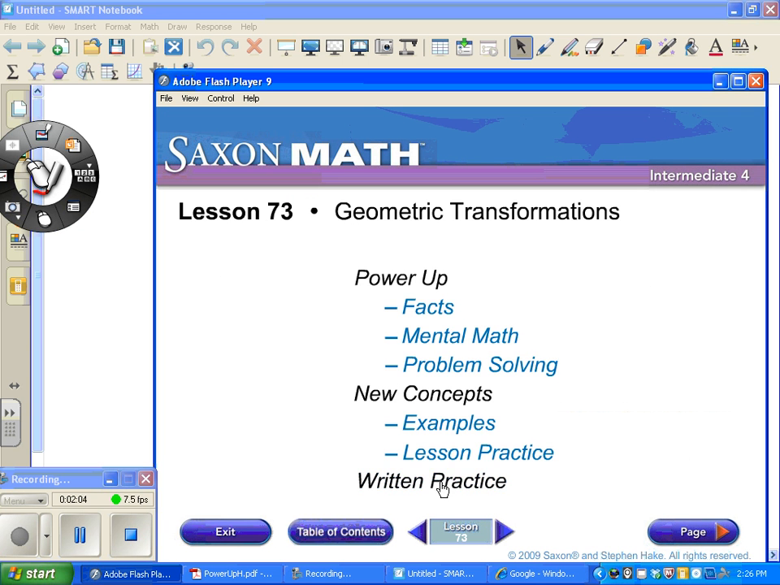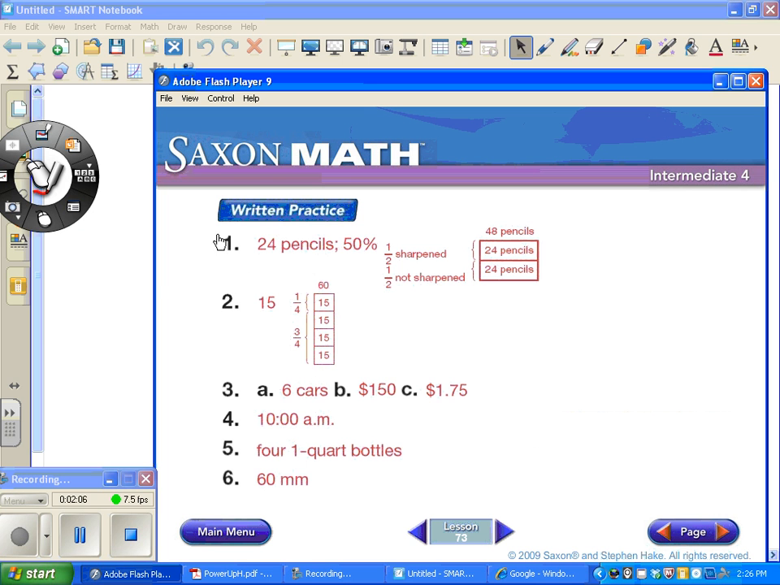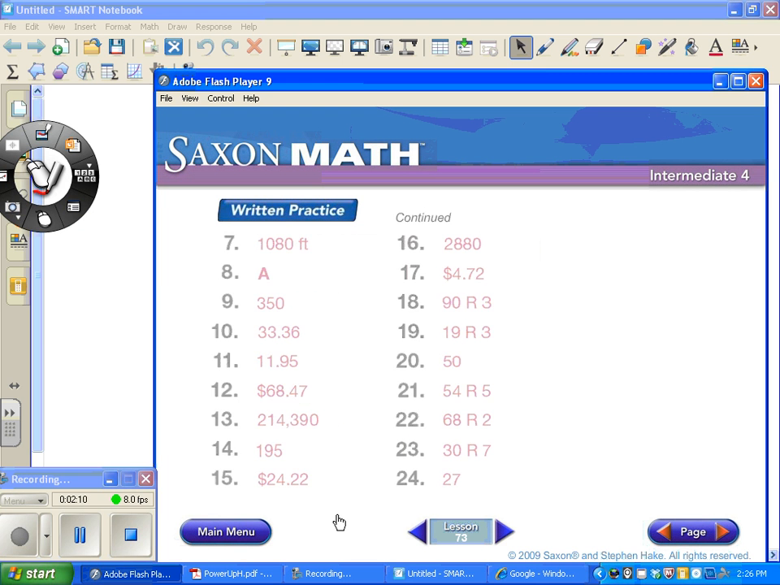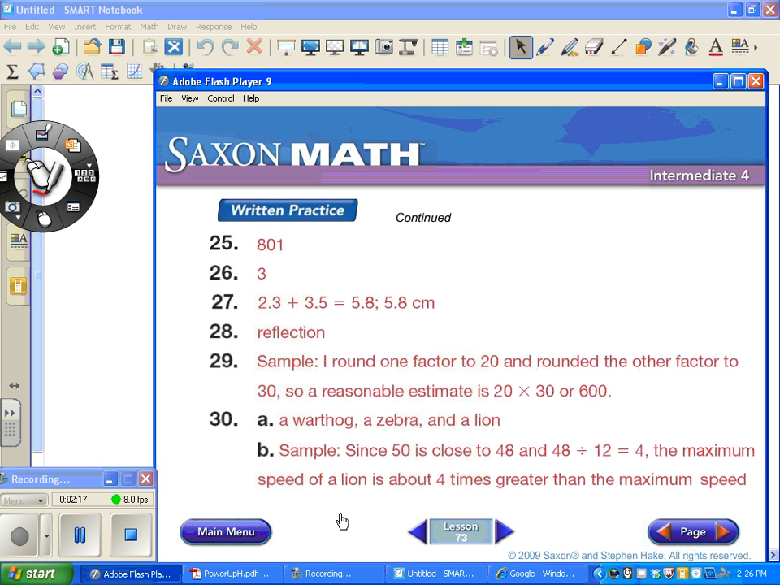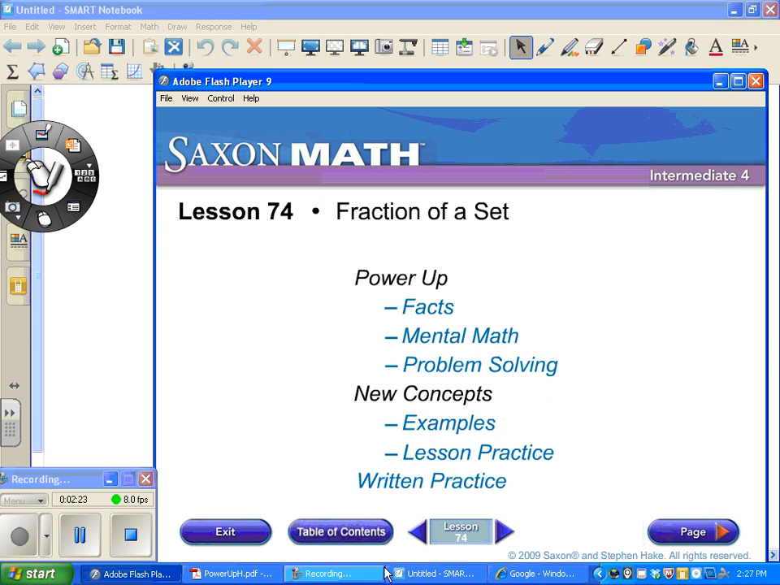Okay, let's go back now. You will need to check your written practice for lesson 73, so hit pause as you check 1 through 6. Hit pause as you check 7 through 24. And hit pause as you check 25 through 30. Okay, now we're going to go ahead and do some mental math.